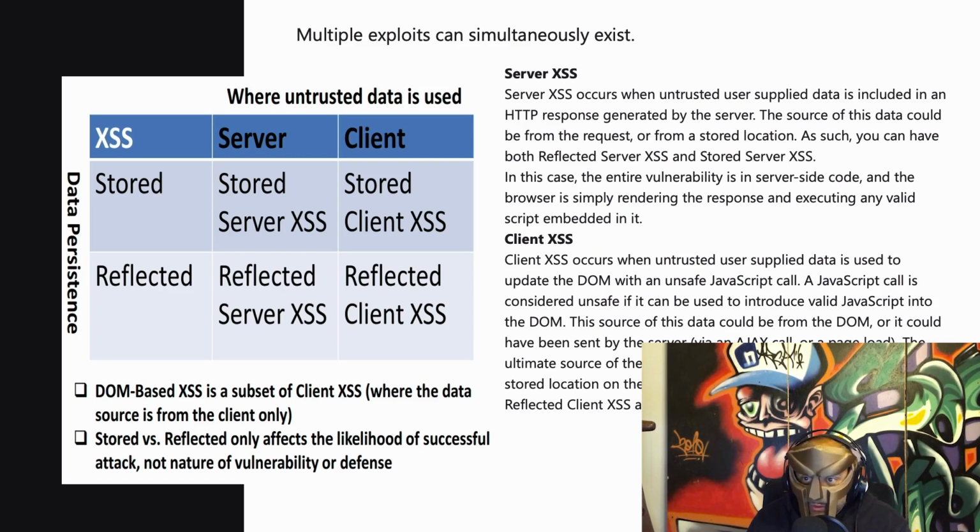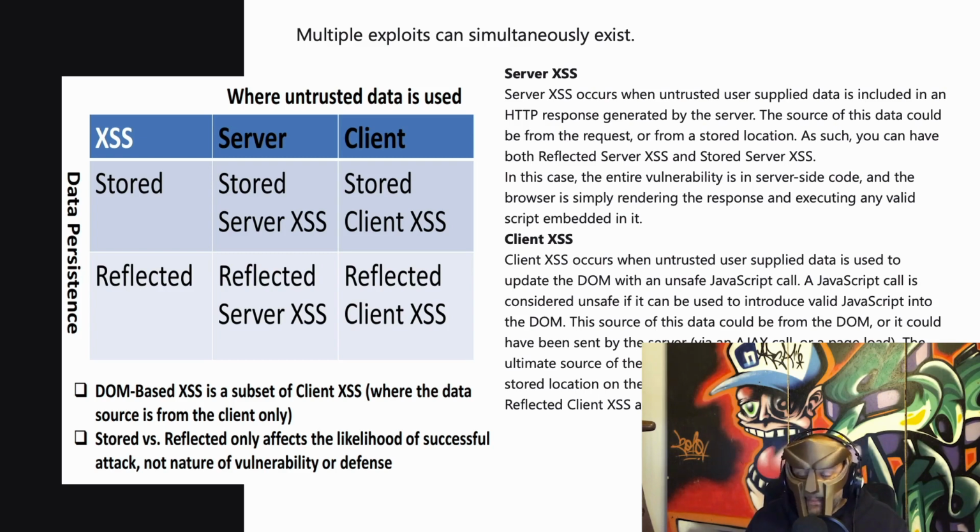Server cross-site scripting occurs when untrusted user-supplied data is included in the HTTP response generated by the server. The source of this data could be from the request or from a stored location. As such, you can have both reflected server as well as stored server cross-site scripting. In this case, the entire vulnerability is in the server-side code, and the browser is simply rendering the response and executing any valid script embedded in it.